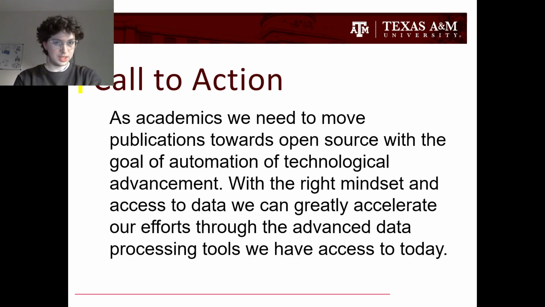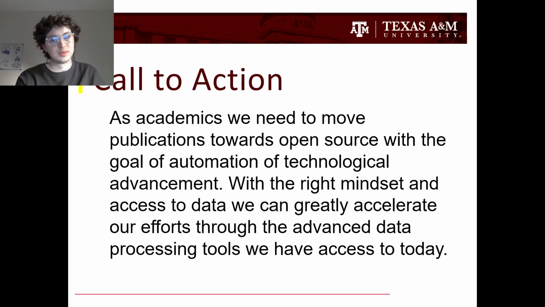So to finish out, we've got a call to action. As academics, we need to move publications toward open source with the goal of automation of technological advancement. Like I said earlier, our main problem was getting the PDFs. We ended up using Elsevier. Elsevier is amazing. They allow you to have 100 downloads per day, and then we had all of our friends download 100 downloads, and we were able to get a lot of papers really quick. But we didn't realize this until later on. They don't really advertise it.